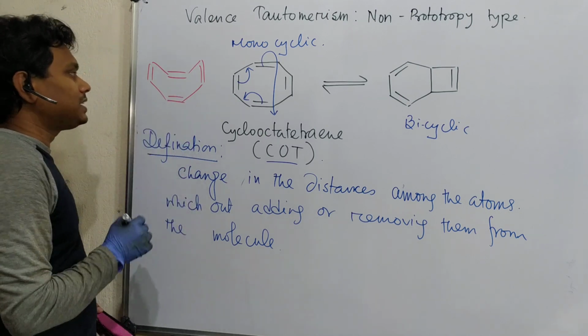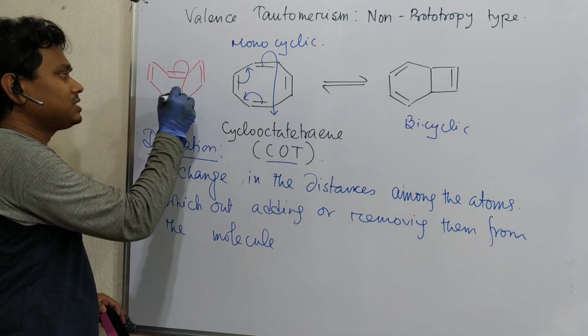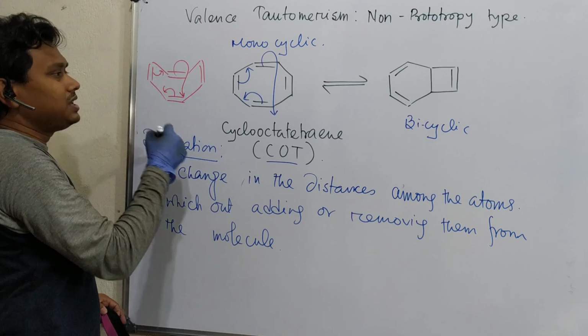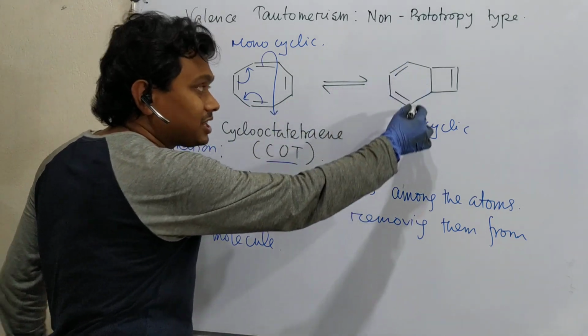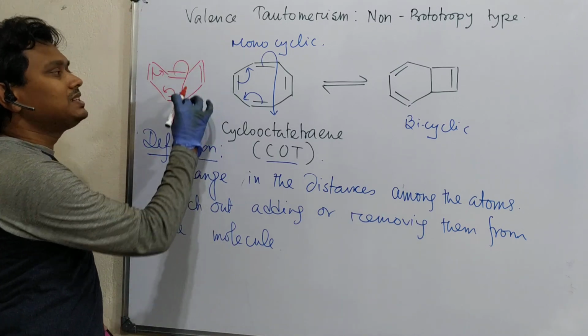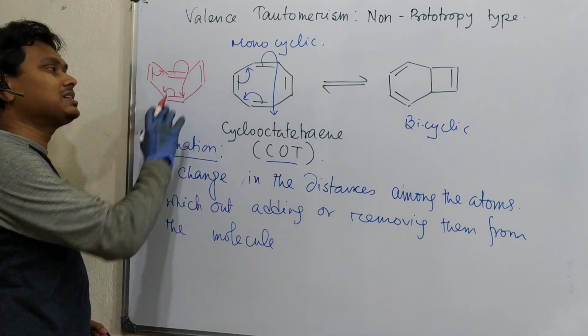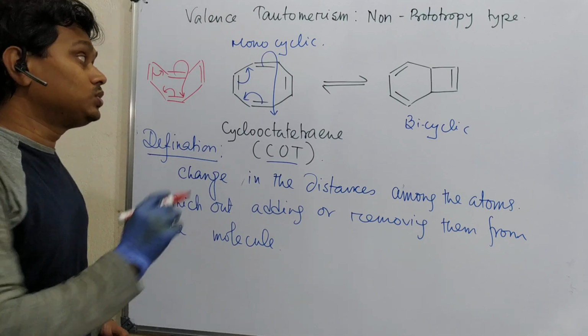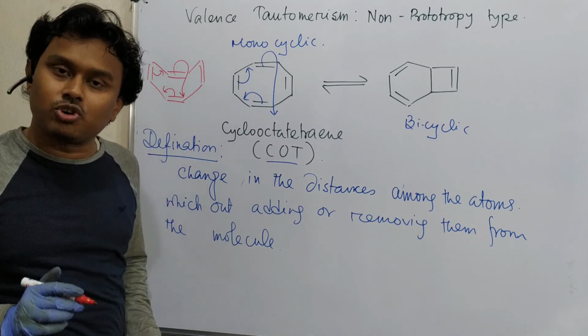Now when the reaction comes, you may consider that it comes here, it comes there. In this way, a certain amount of planarity is achieved. But only the distance changes, nothing else. All the atoms are there in the molecule. So this is the definition of valence tautomerism.